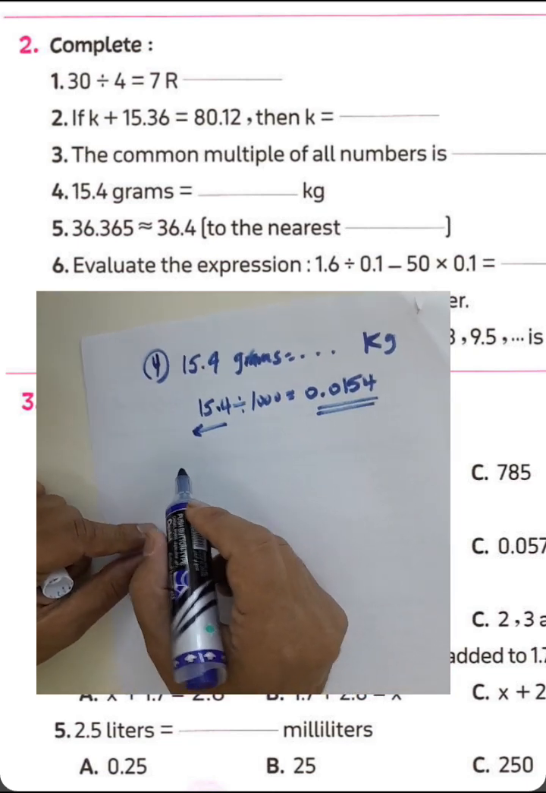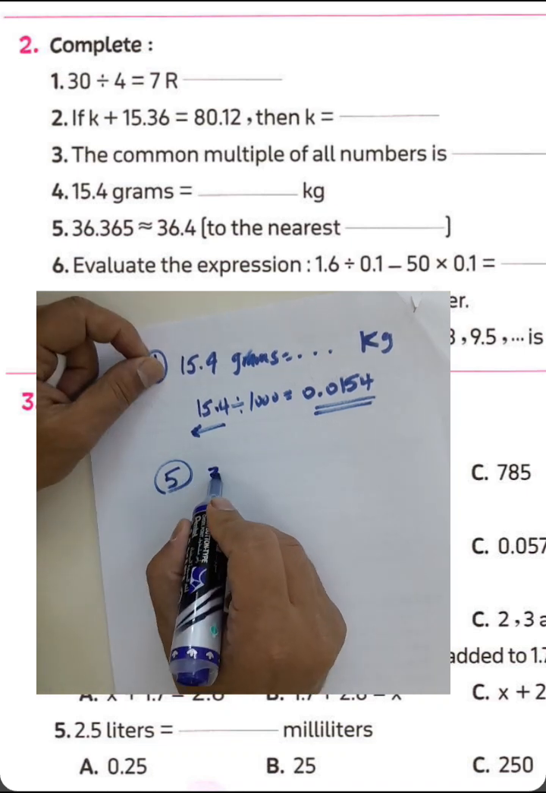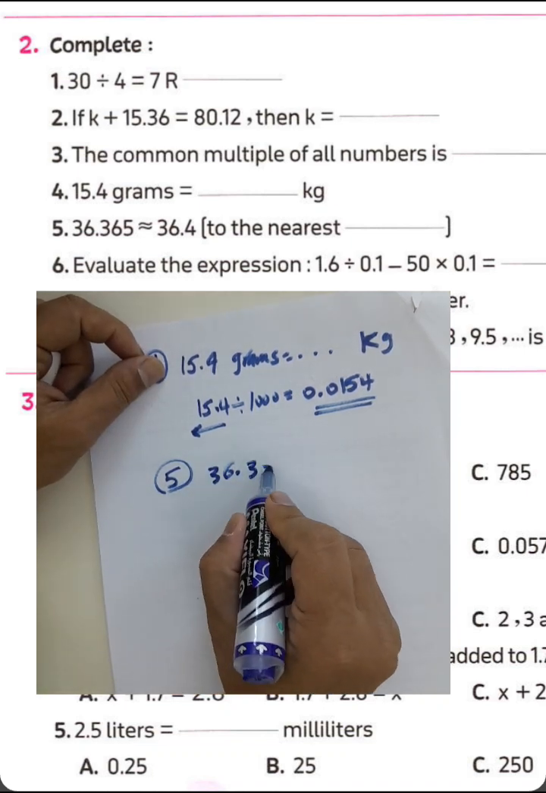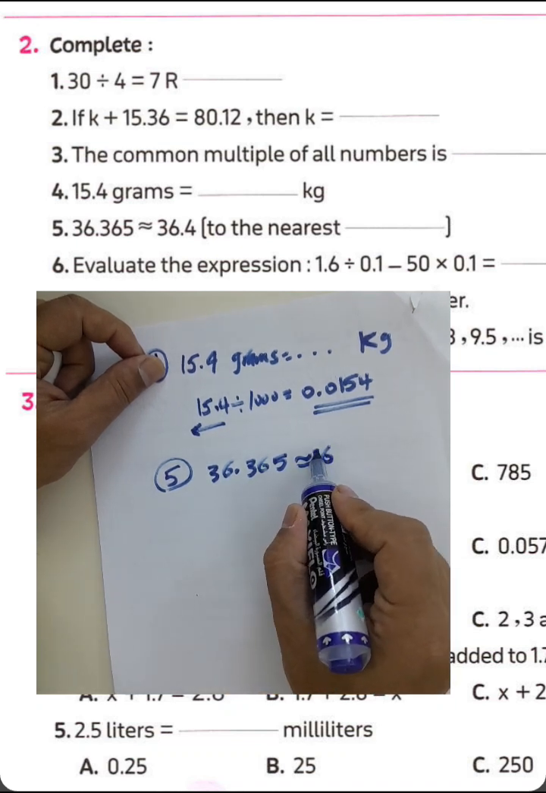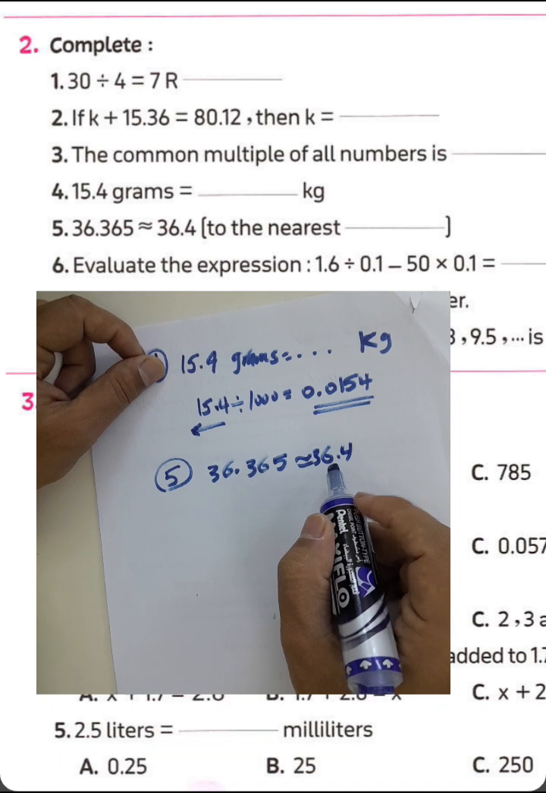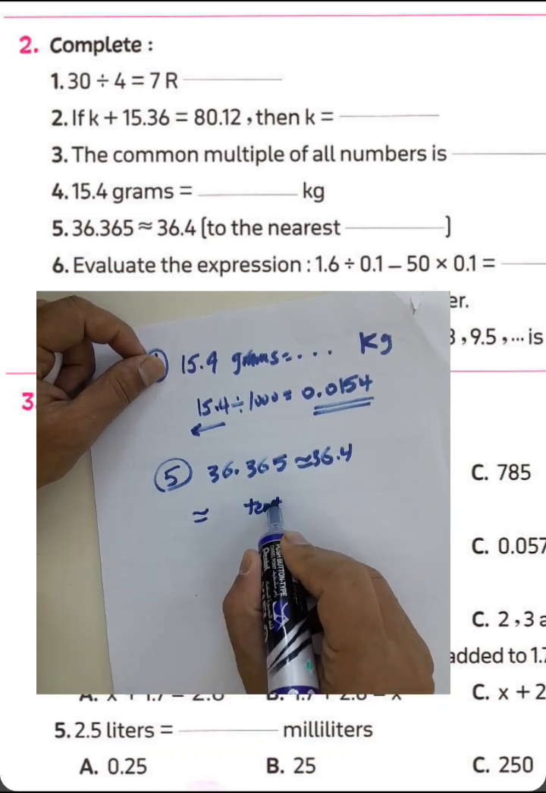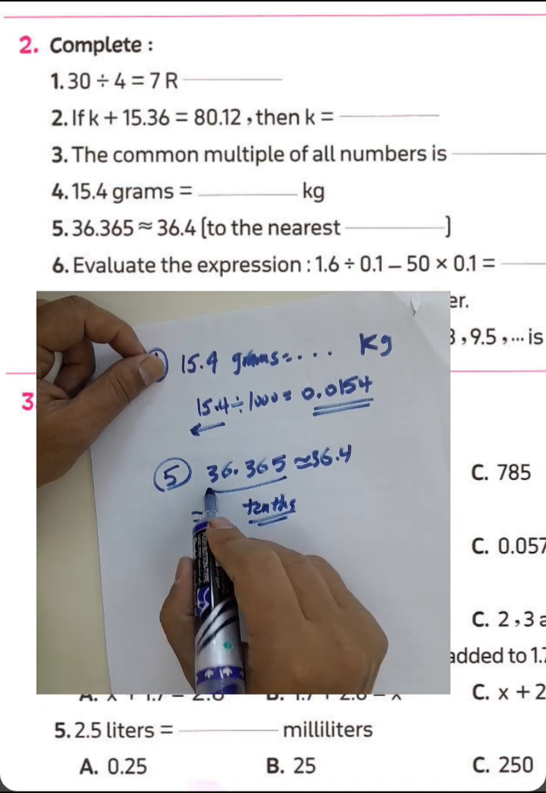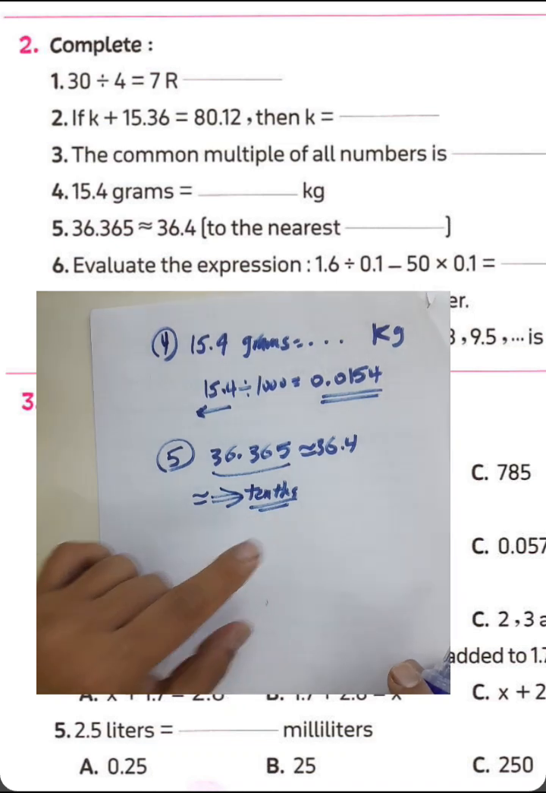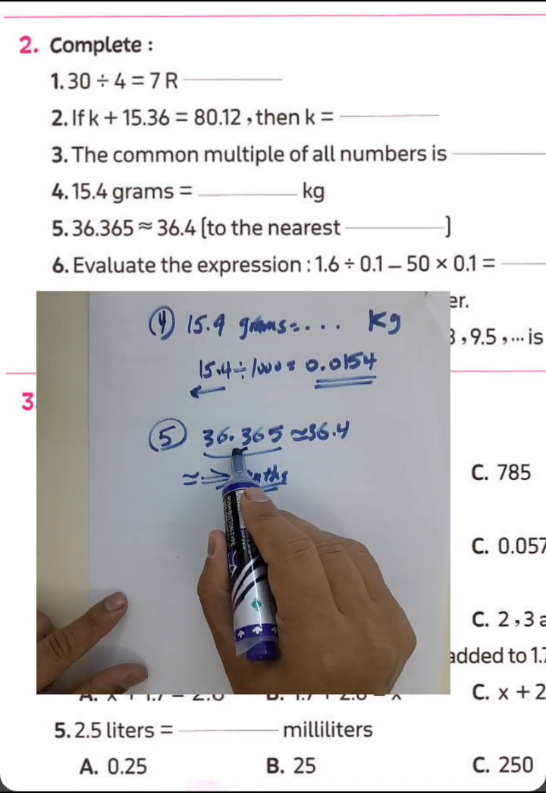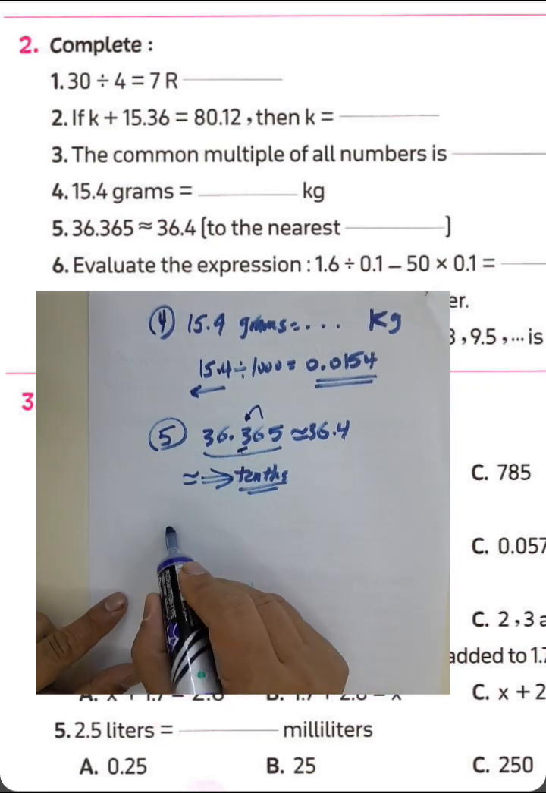Question number 5. 36 and 365 thousandths, approximating to 36 and 4 tenths. To the nearest what here? To the nearest tenths. We are approximating this number to the nearest tenths. Write this word here, tenths. Because the digit 6 gives 1 to the digit 3, so 3 will be 4.